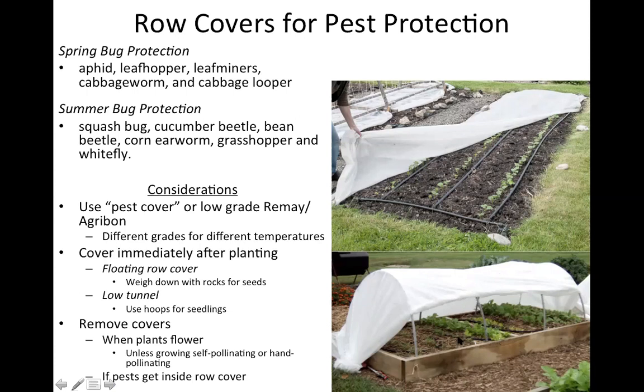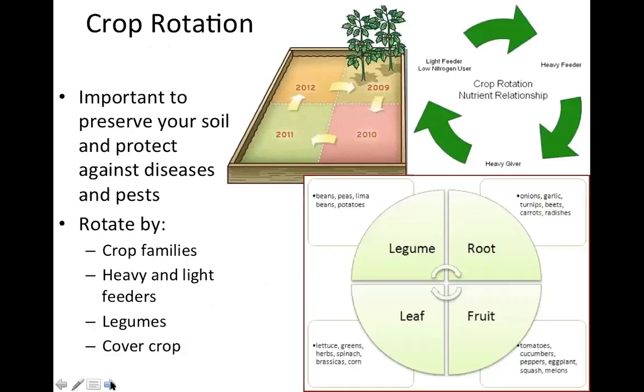But the idea is you want to think about what you're putting in there. If there are certain things that need to be pollinated, you have to remember that not only can pests not get in there, but pollinators can't either. So when the blossoms open up, you might want to open this up and allow bees and other pollinators to come in, or you can hand pollinate, or you can just plant things that don't need to be cross-pollinated and can pollinate themselves.